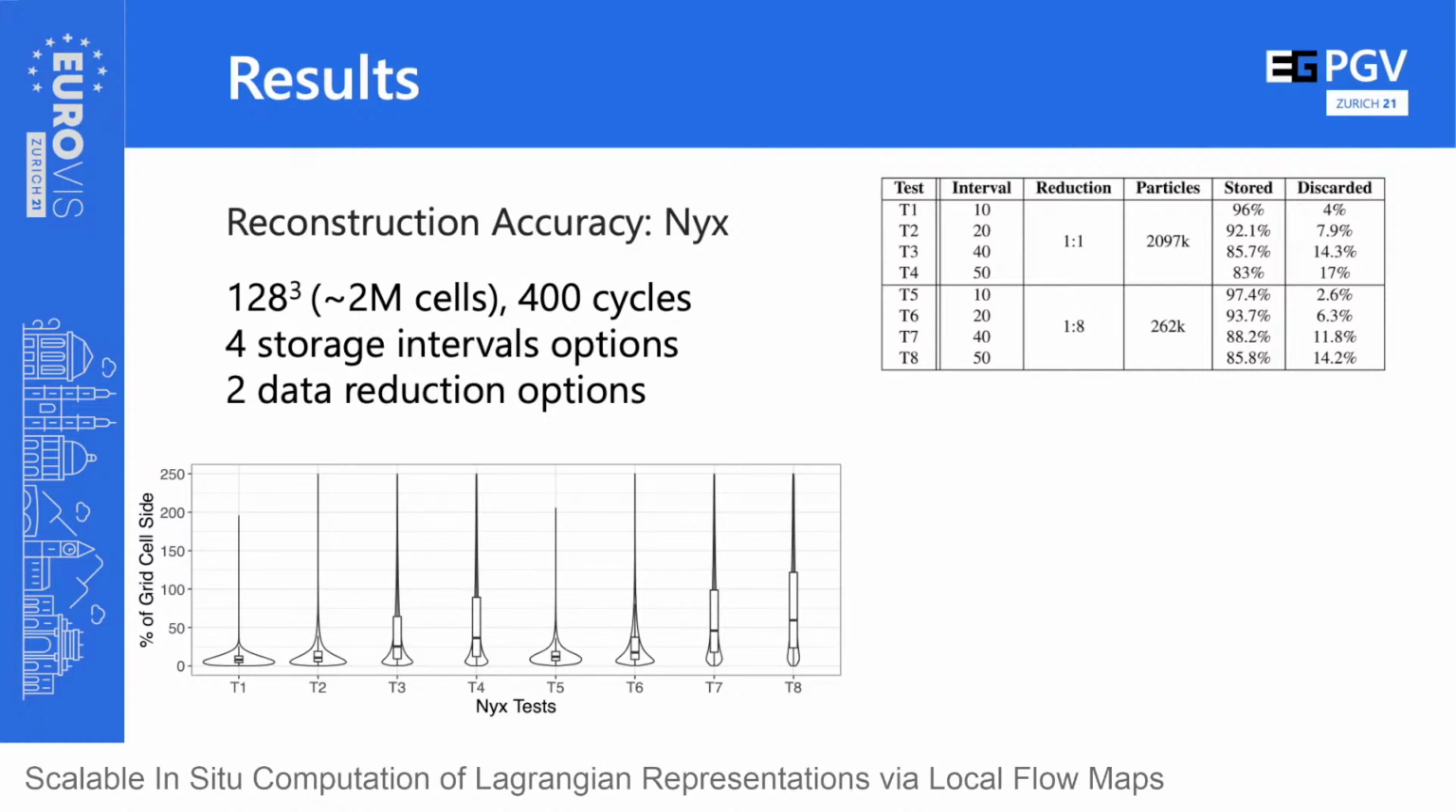In this case, certain tests using either a large storage interval or a reduced number of particles in the flow map show reconstruction error can be over a single grid cell side away from the ground truth. That said, for multiple configurations, the majority of particles were reconstructed within a single grid cell side of the ground truth. For example, test T1, T2, T5, and T6 show relatively accurate flow map reconstruction.